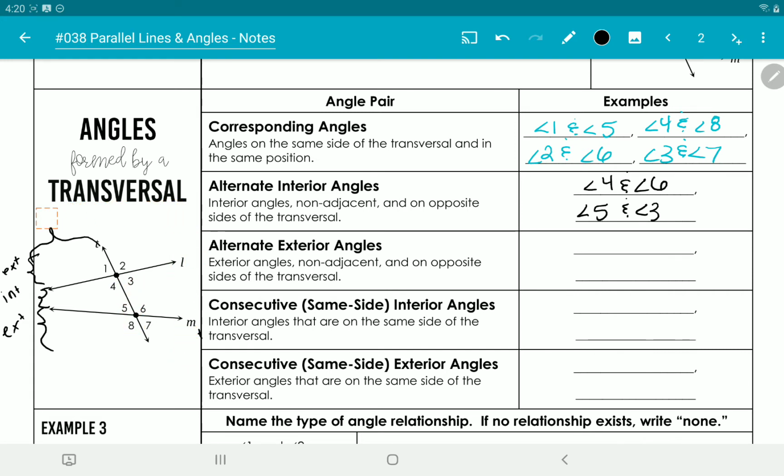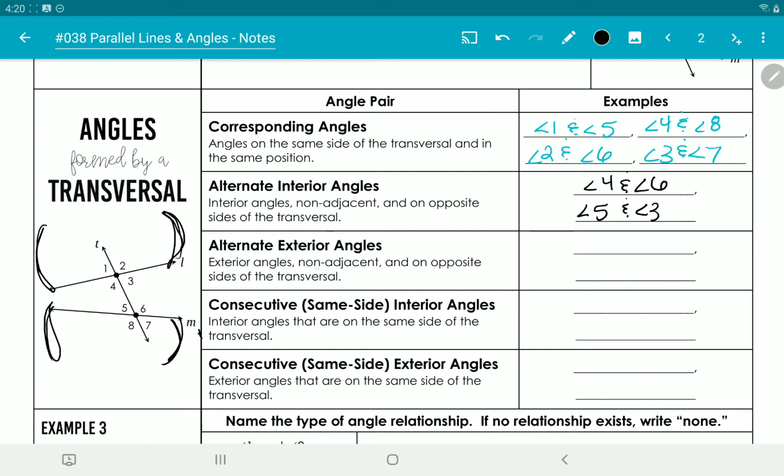Okay, so I'm going to erase this. I think this will be a little neater if I do it this way. So now we're going to look at alternate exterior angles. So we're looking at exterior angles, okay? So we're going to be looking at the ones on the outside of the two parallel lines, or the two lines that they meet. If they're not parallel, that's okay too.